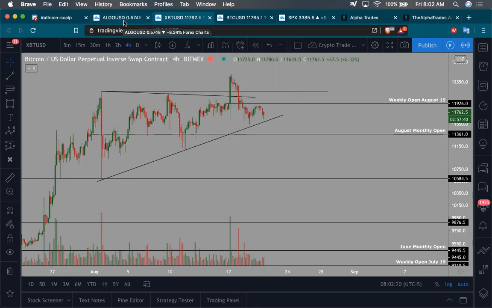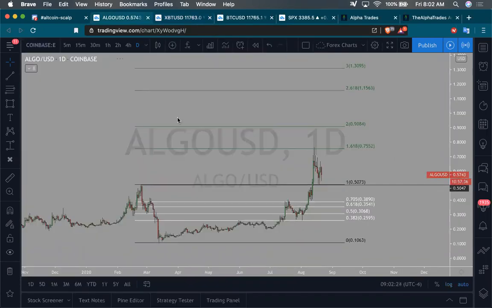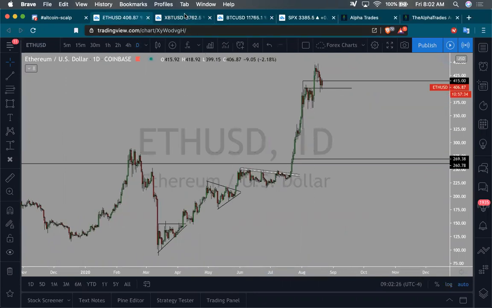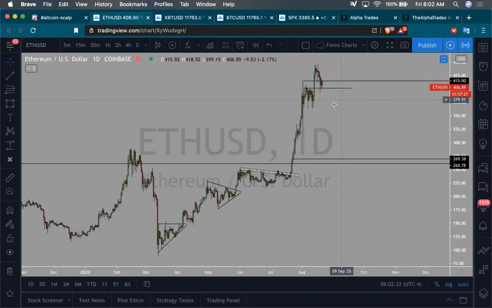The altcoins that are directly tied with Bitcoin, like I said before, ETH, okay, I don't think ETH is going to go anywhere while Bitcoin is just chopping around this range, okay? I think ETH is probably going to chop around this maybe $375 to $420-ish range for the next several days, several weeks, however long the ranging lasts for Bitcoin.